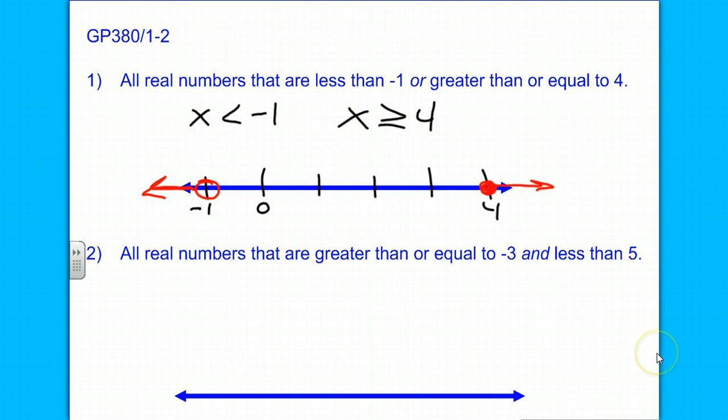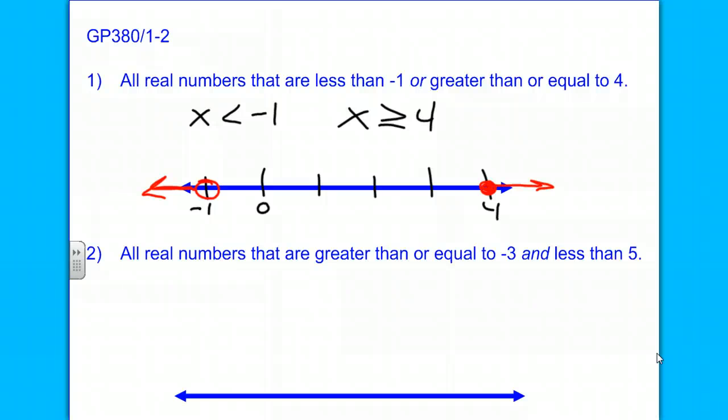Okay? How about all real numbers that are greater than or equal to -3 and less than 5? So, can you be greater than -3 and less than 5? Can you be both? So, with your arm, show me what this will look like. Will it be rays or a segment? It'll be a segment, right? Coming toward each other. Okay? So, this is an and.